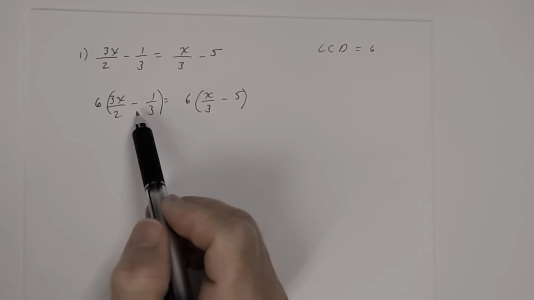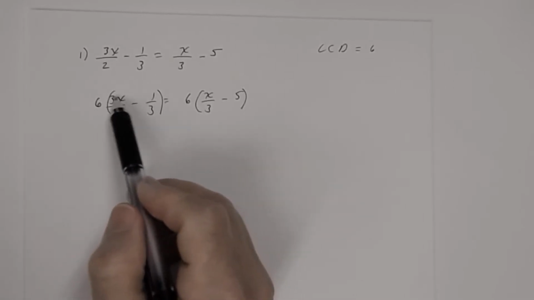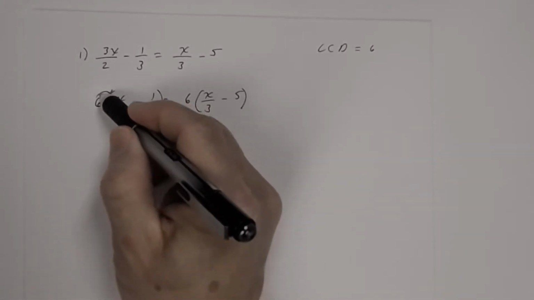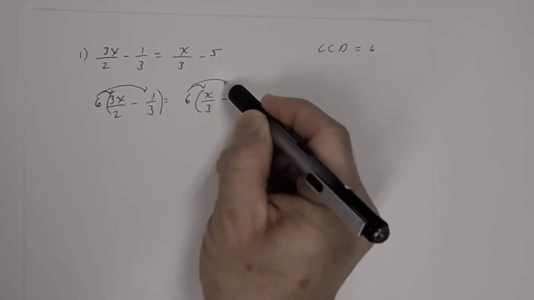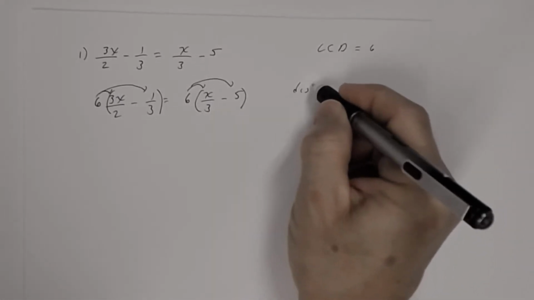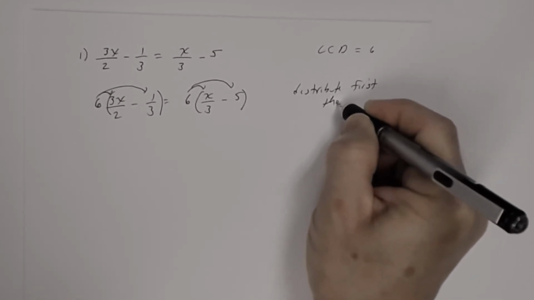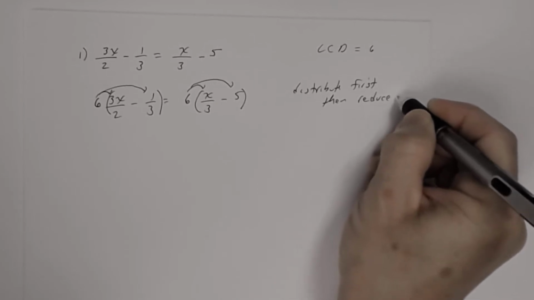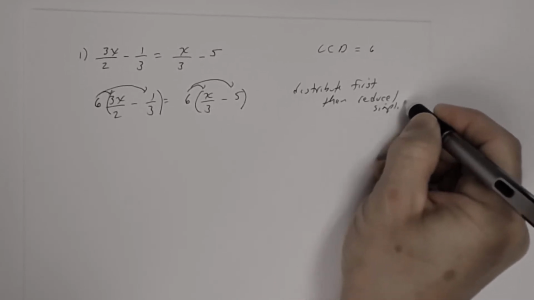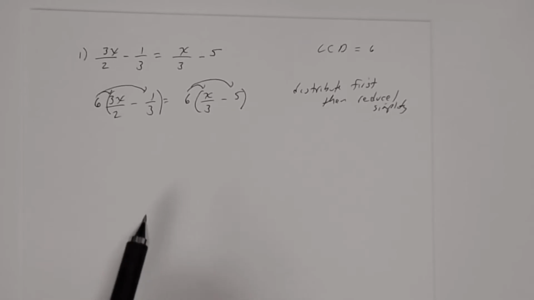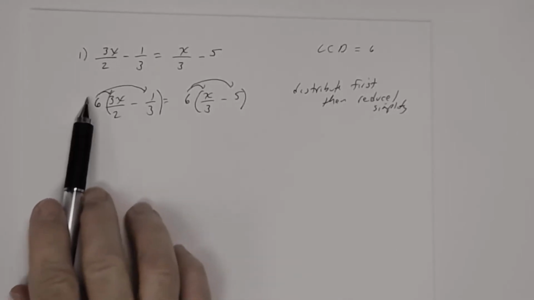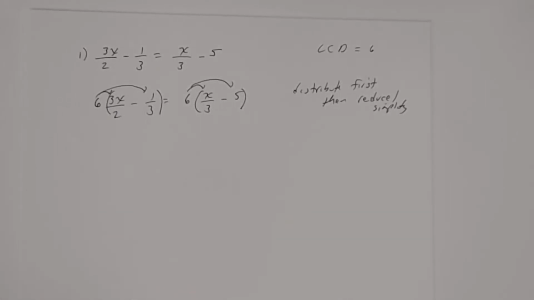So the point is this: you must distribute first, and then reduce or simplify. That's important. If you reduce first, you would have distributed a 3, and that would have been incorrect. Okay? All right, so that is a mistake that some students make. So be careful with that.